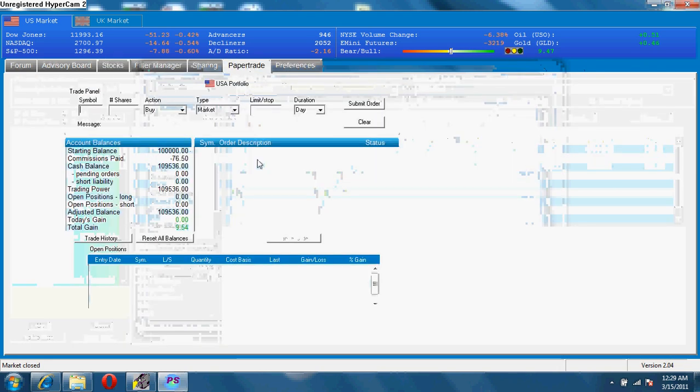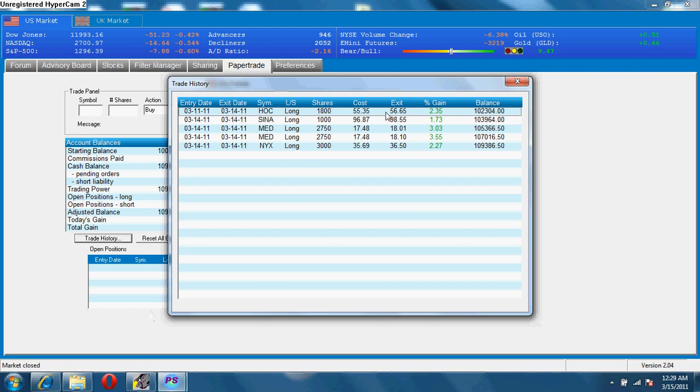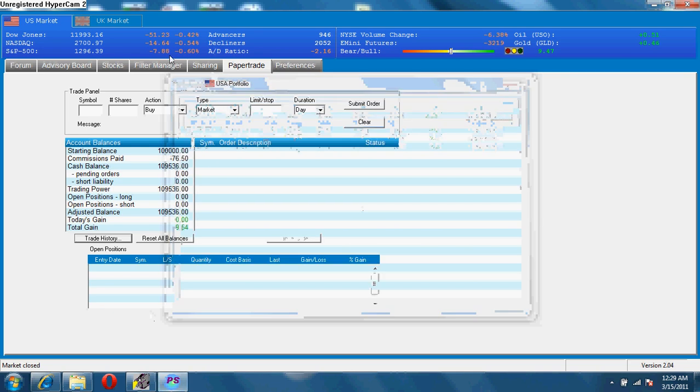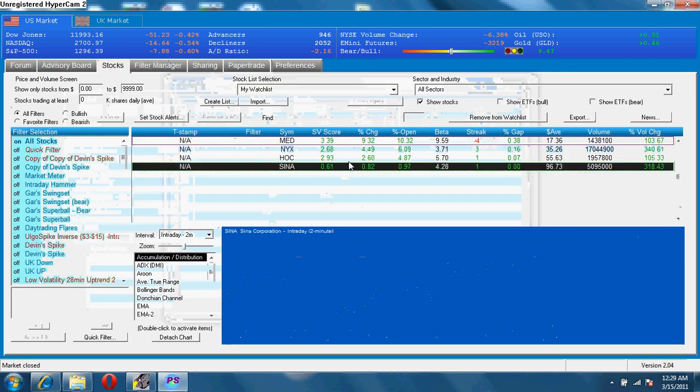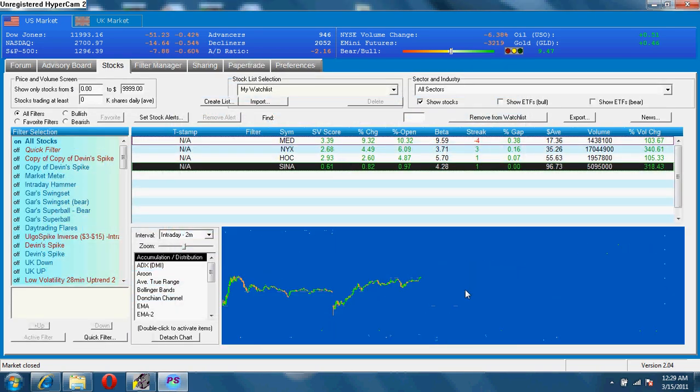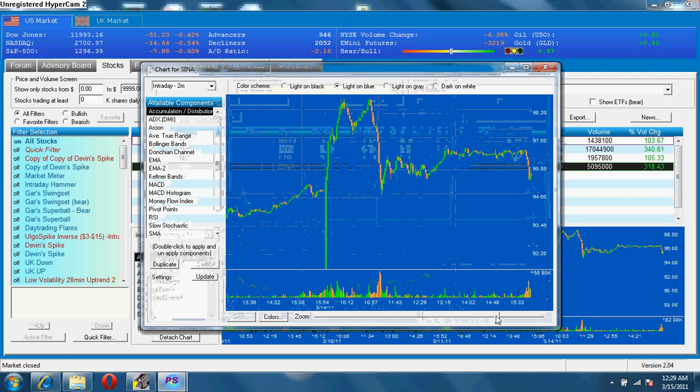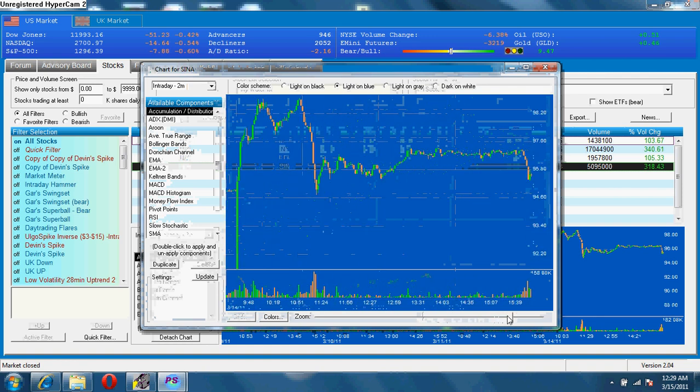Let's look at our next trade. We had CINA. Our entry was $96.87. Our exit was $98.55. Let's go look at CINA. This was another pretty good one. Once again, same idea. Okay, it's got the big green bar spike in the early AM. Lots of money flow.